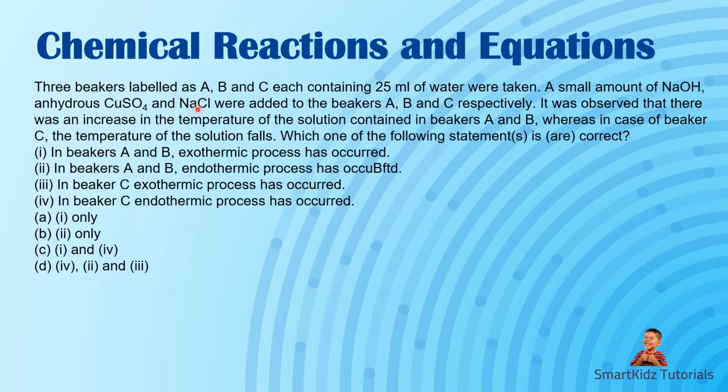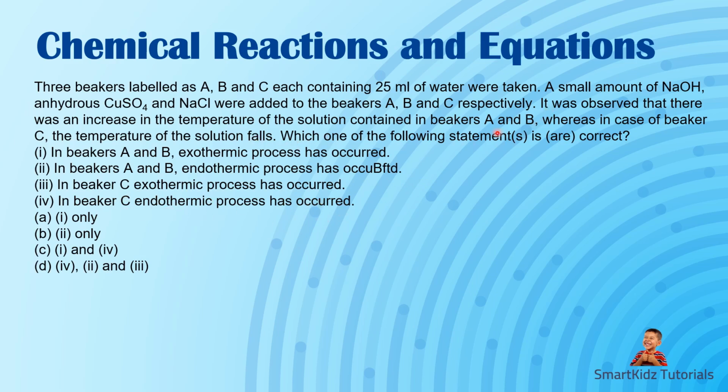Three beakers labeled A, B and C, each containing 25 ml of water, were taken. A small amount of NaOH, that is sodium hydroxide, anhydrous copper sulfate and sodium chloride were added to beakers A, B and C respectively. It was observed that there was an increase in the temperature of the solution contained in beakers A and B, whereas in the case of beaker C, the temperature of the solution falls. Which of the following is correct? Because in A and B exothermic processes occurred, or because in A and B endothermic processes occurred, in beaker C exothermic process has occurred, or in beaker C endothermic.